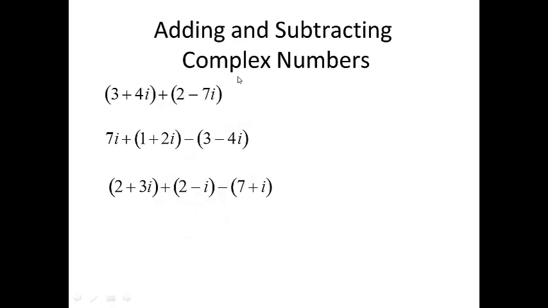Adding and subtracting complex numbers. Basically, you're just adding up all the like terms. Just that when you're subtracting, make sure you distribute the negative sign. So if you add up all the like terms here, you're going to add the 3 and the 2, and the 7 plus the 4 plus the negative 7, and you should get 5 minus 3i.